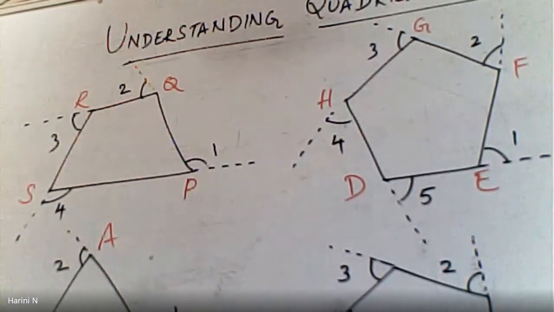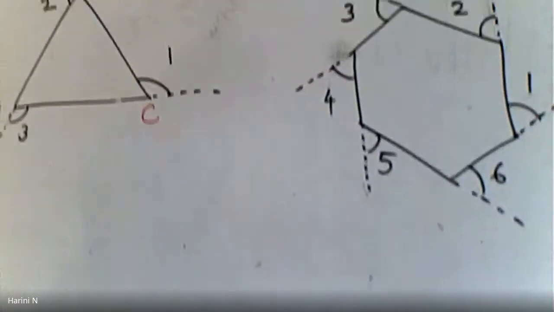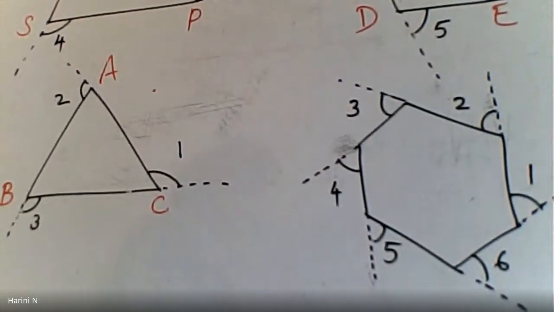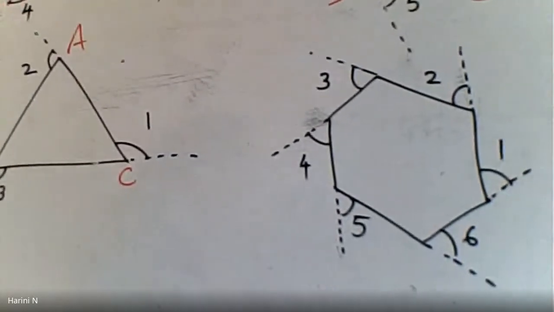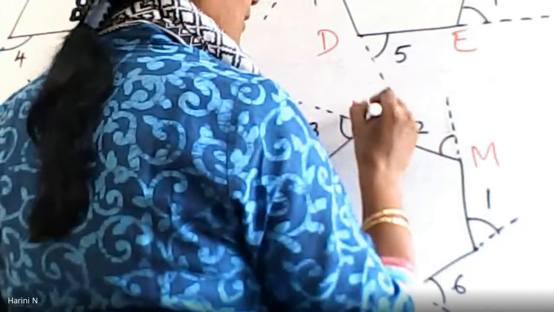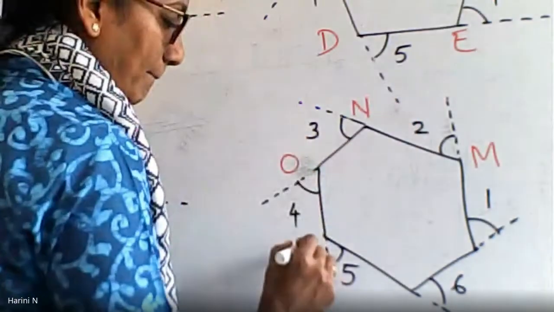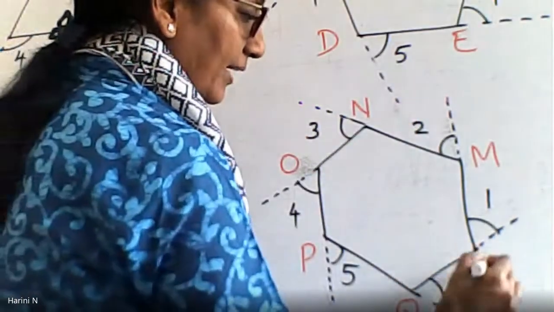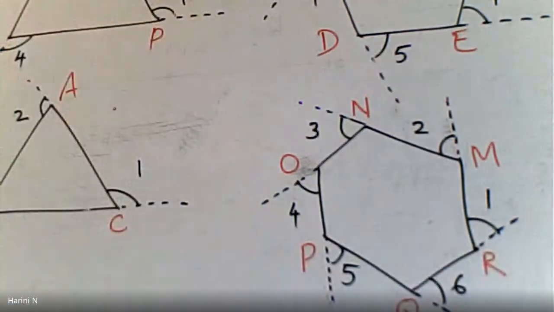Then the last one is a hexagon. Can you see the hexagon? Yes, ma'am, we can also see. We will name it, say M, N, O, P, Q and R. So this is my hexagon.